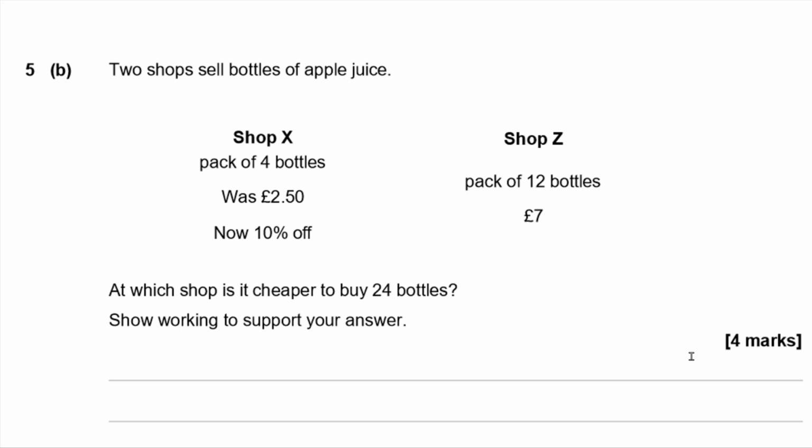Okay. Well, if I've got 10% off, 10% of £2.50 is 25p, isn't it? It's quite an easy thing to do. I can just divide it by 10. So if I subtract 25 pence from £2.50, that's £2.25, isn't it, for 4 bottles?